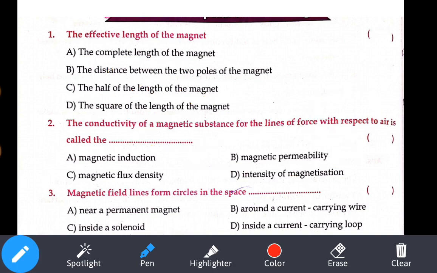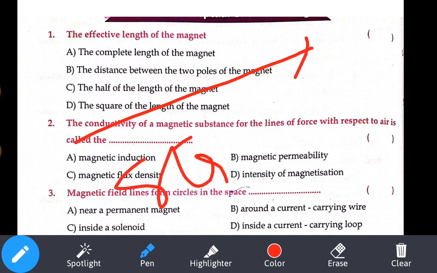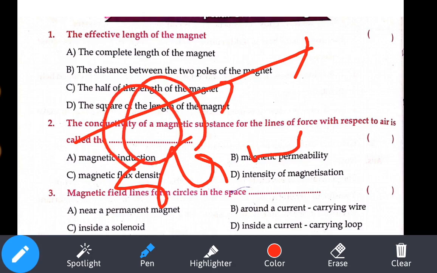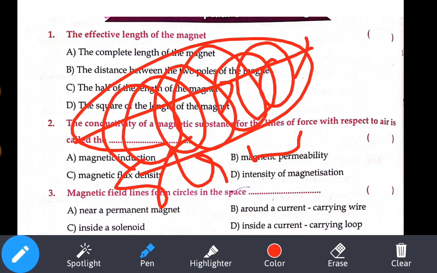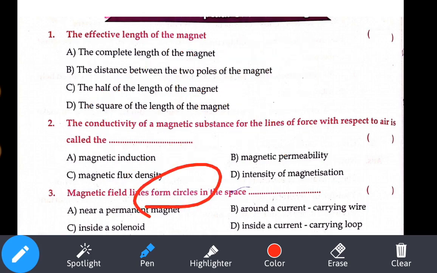Let's see the third question: magnetic field lines form circles in space. We have seen, if a current is passing through a straight wire, the magnetic field will be formed in concentric circles, right? They have the same thing here, circles. So around a current carrying wire. Option number B is our answer.